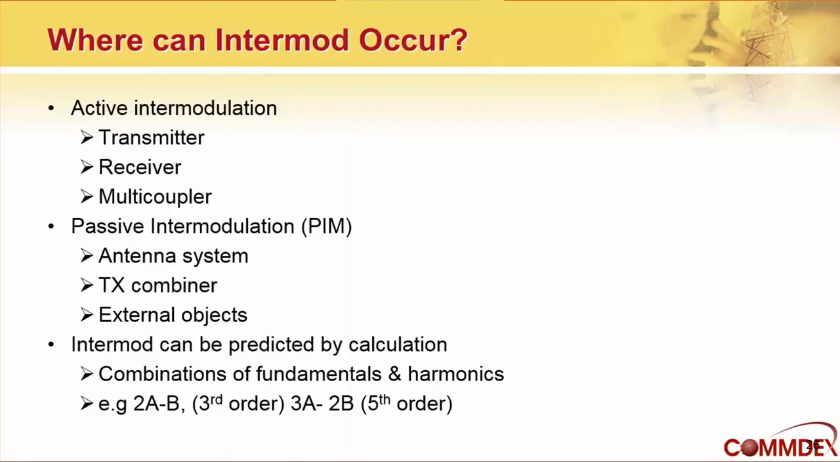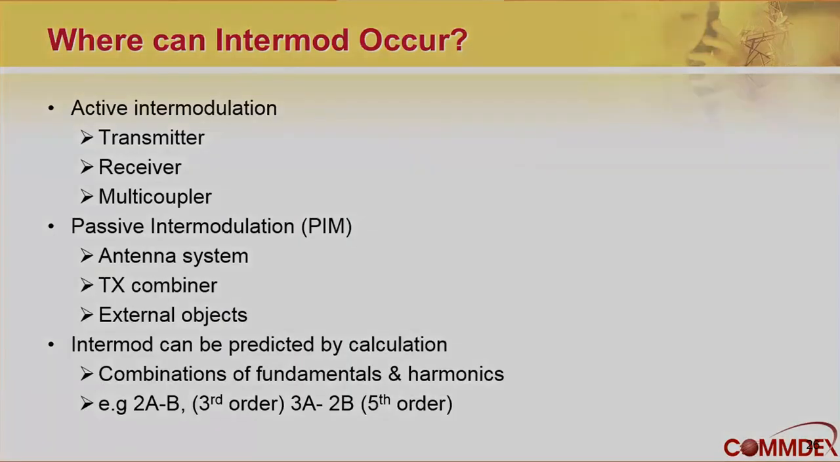The only good news about intermod is in many cases it is predictable. If you know what the frequencies are, if you monitor what's going on in the site and put them into your software, it can predict what some of the possible combinations can occur and help you track it down. It'll do the math for you and say, these are the possible third order hits, and these are the possible fifth order hits. So there is some help available.